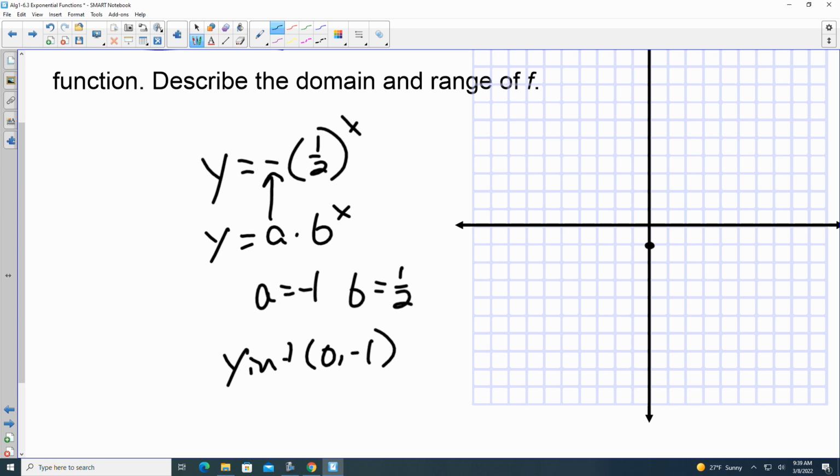And because b is 1/2, that's an example of exponential decay. With a being a negative number, it's going to come up and look something like this. That's all I really want you to concentrate on: how the graph would look for that particular situation.